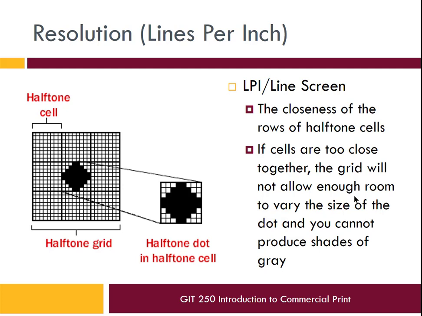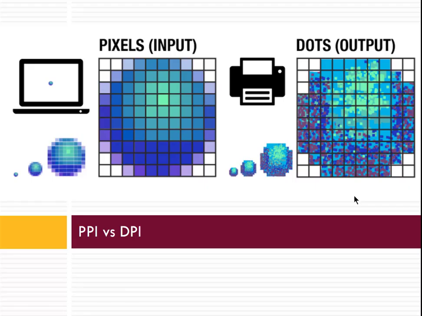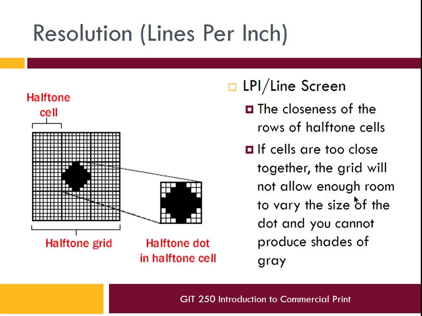All right, so talking more about resolution here. Resolution is really just density of information. When we go back to pixels per inch, it's the density of pixels in a certain surface area. Lines per inch is another measurement of how much information is in a certain area. However, it's a little different.